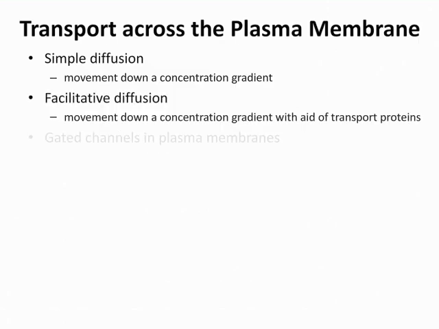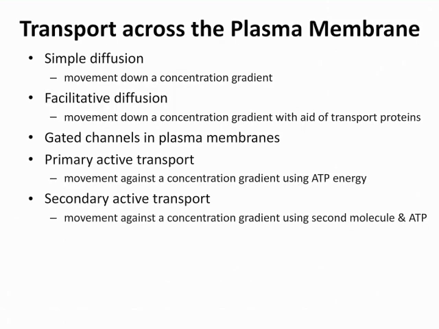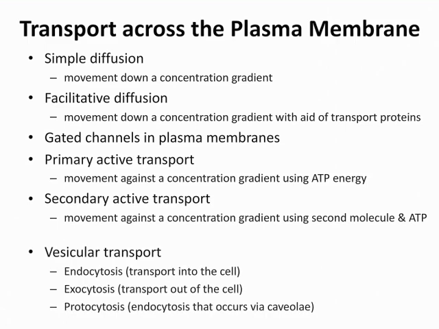So here we have different ways that we can transport things in and out of the plasma membrane. So you should be able to tell me each type of method and give me examples of each. So anytime you're moving with the concentration gradient, you're not using any energy, so that's known as simple diffusion. Facilitated diffusion is also moving with the concentration gradient, but you're using the help of some transport proteins. You have gated channels in the plasma membrane, so these things are gated until a certain thing activates them to open up.